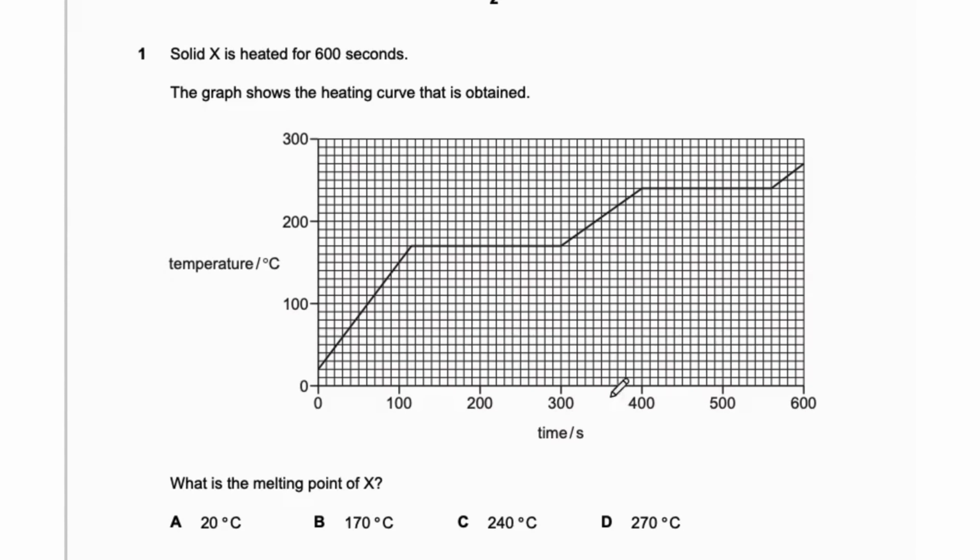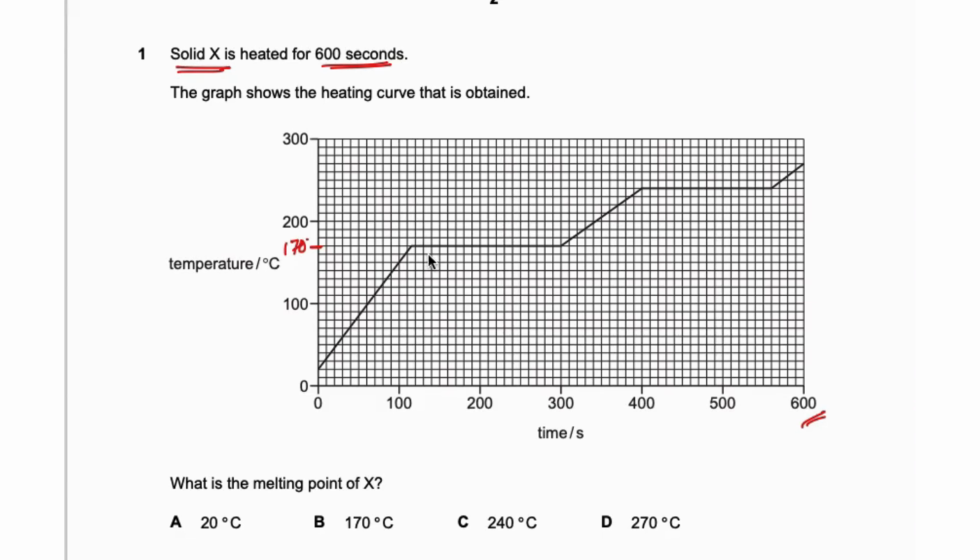Question 1: Solid X is heated for 600 seconds. The graph shows the heating curve that is obtained. Solid X is heated for 600 seconds to here. What is the melting point of X? We can see here that at this temperature, this is 1, 2, 3, 4, 5, 6, 7, 170 degrees Celsius.